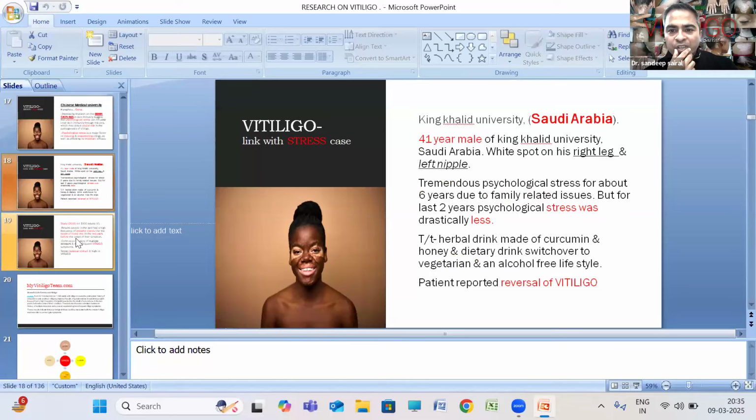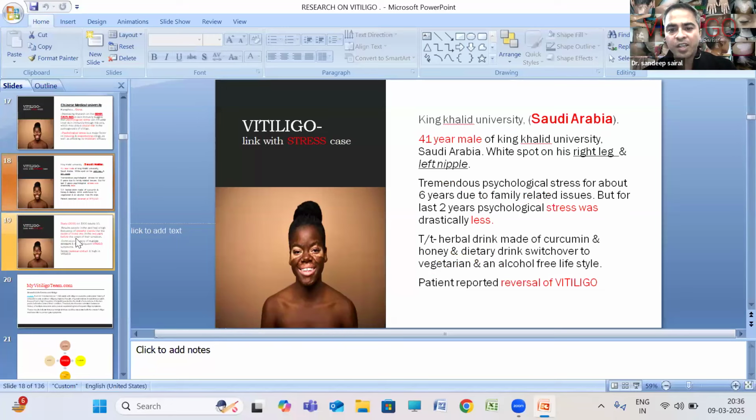There's a King Khalid University in Saudi Arabia. A 41-year-old male patient came. He said he had a vitiligo patch on the right leg and the left nipple. On asking for history details, he revealed that he was going through family-related stress. For 6 years, he had been under stress.